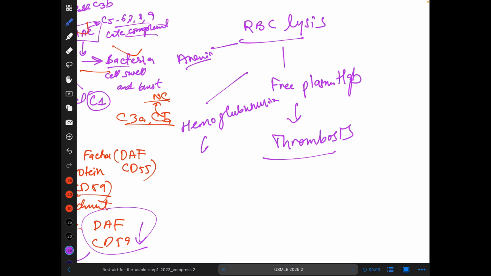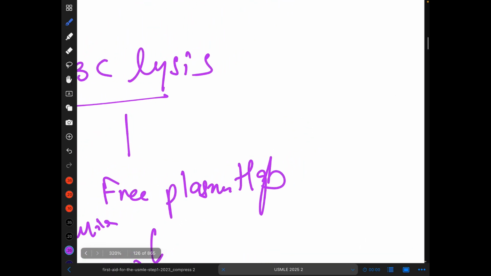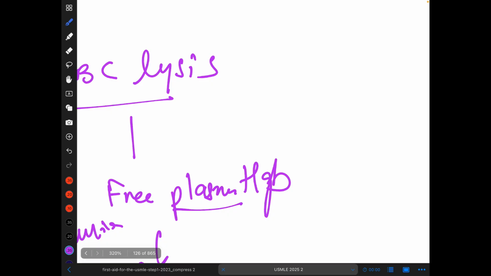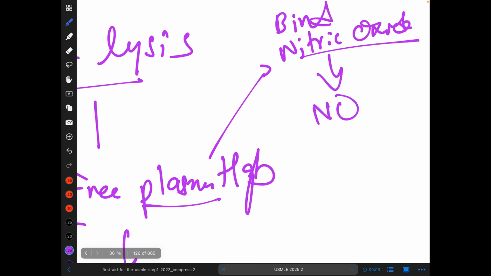And that hemoglobinuria can lead to renal failure in that patient. And secondly, that RBC lysis is going to produce free plasma hemoglobin, and this free plasma hemoglobin binds with nitric oxide. Due to nitric oxide depletion, all the nitric oxide is bound by the hemoglobin, and because of this there will be depletion of nitric oxide.